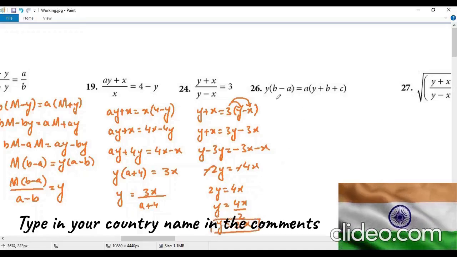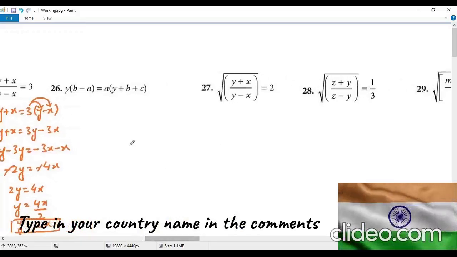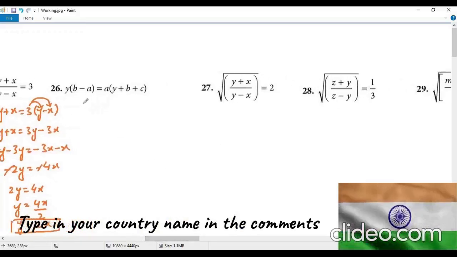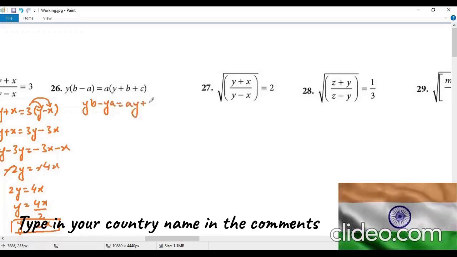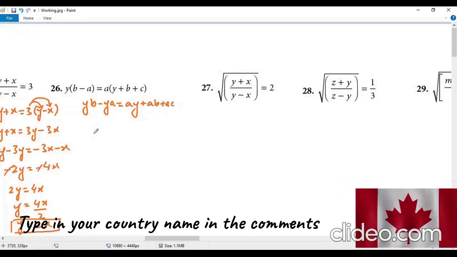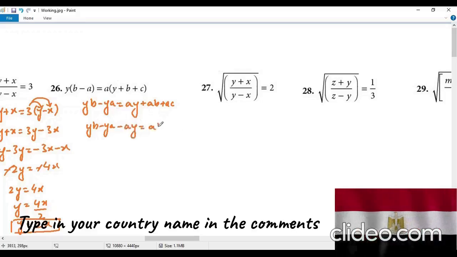When it comes to question number 26, it says yb minus ya equals ay plus ab plus ac, or we can do something different also, but leave it like that. That means all the y's should be kept together, yb minus ya, and ay is going to come this side and becomes negative ay, equals ab plus ac.